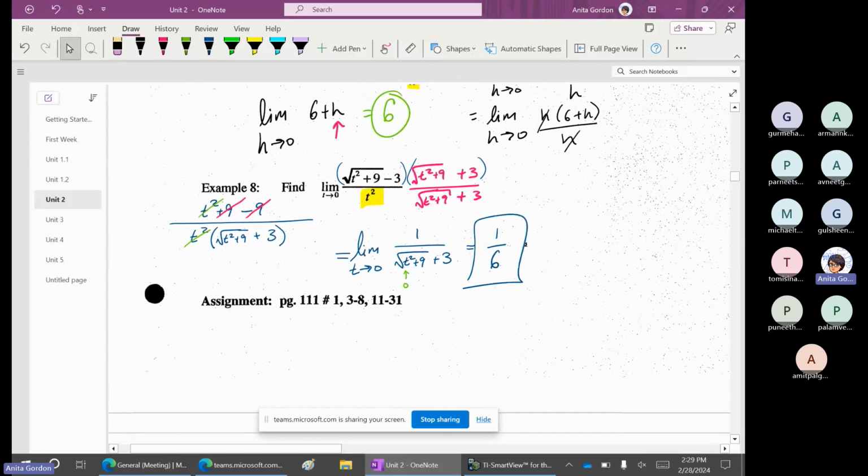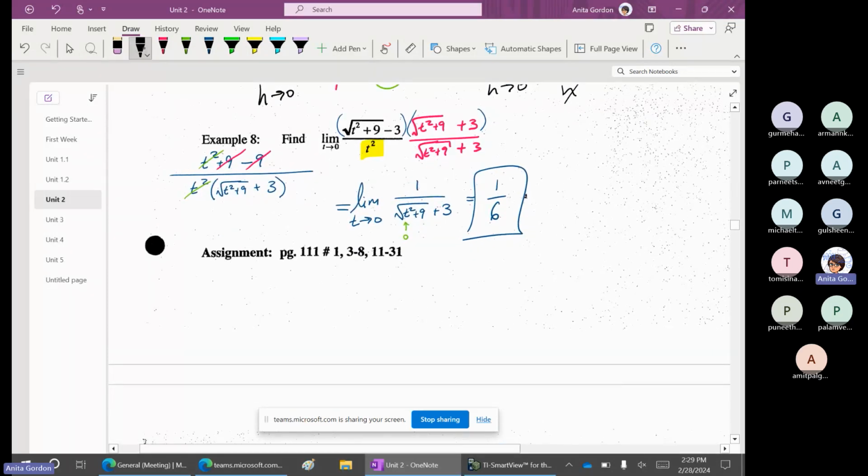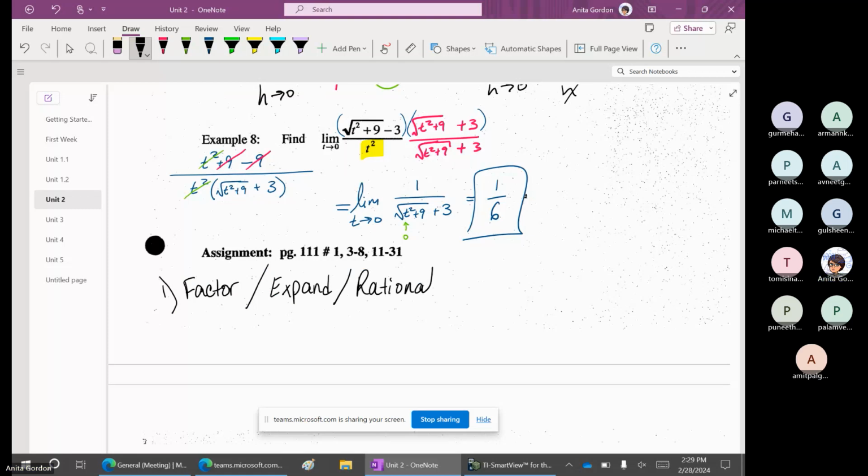Okay. So things we're going to try to make our life easy: factor, or expand, or rationalize. If you see brackets, try expanding them. If you see a polynomial, try factoring. If you see a radical, try rationalizing. Anything to get it into simpler form.